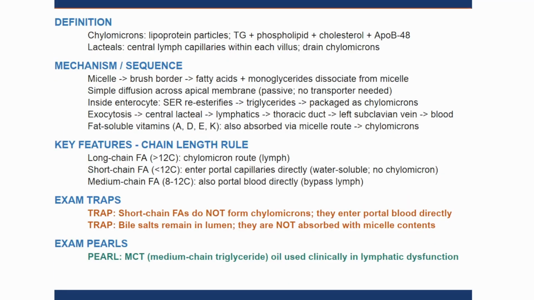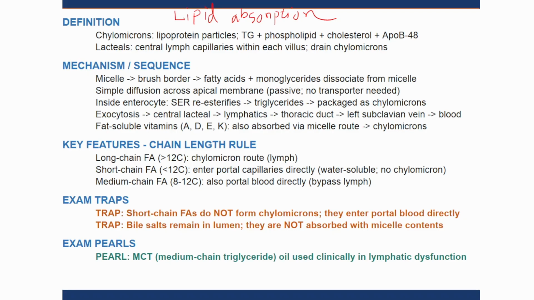This slide again deals with lipid absorption, as lipid absorption is the most structurally elaborate absorption process in the body, and it uses a route that is completely different from every other nutrient. Glucose and amino acids go directly into the portal blood and are delivered to the liver within seconds of absorption. Dietary fat, specifically long-chain fatty acids, takes a detour through the lymphatic system and doesn't reach the liver until it has already entered the systemic circulation.